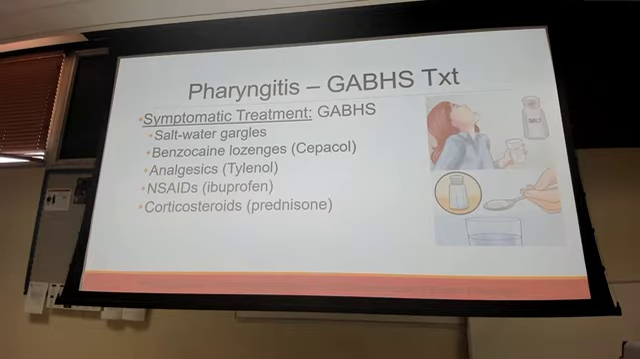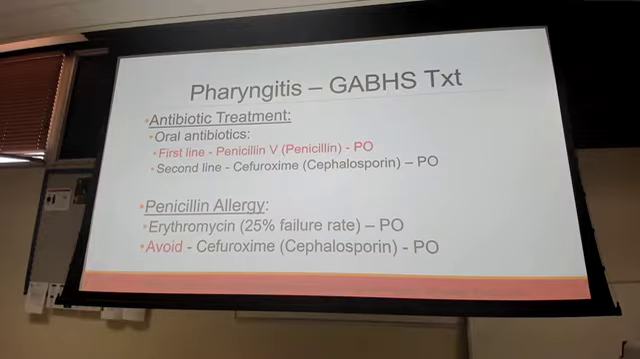This is just going into some of the symptomatic treatment that we already discussed. All right, so we get a patient and we calculate their modified Centor score as a 4, and we decide to prescribe antibiotics. Our first choice of antibiotic is going to be penicillin V. That is the oral form of penicillin.